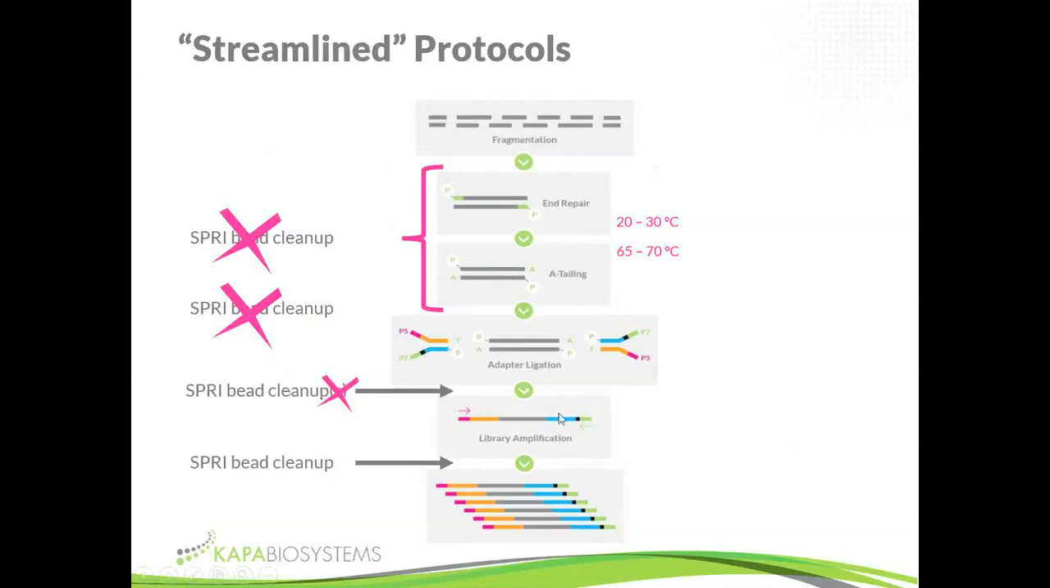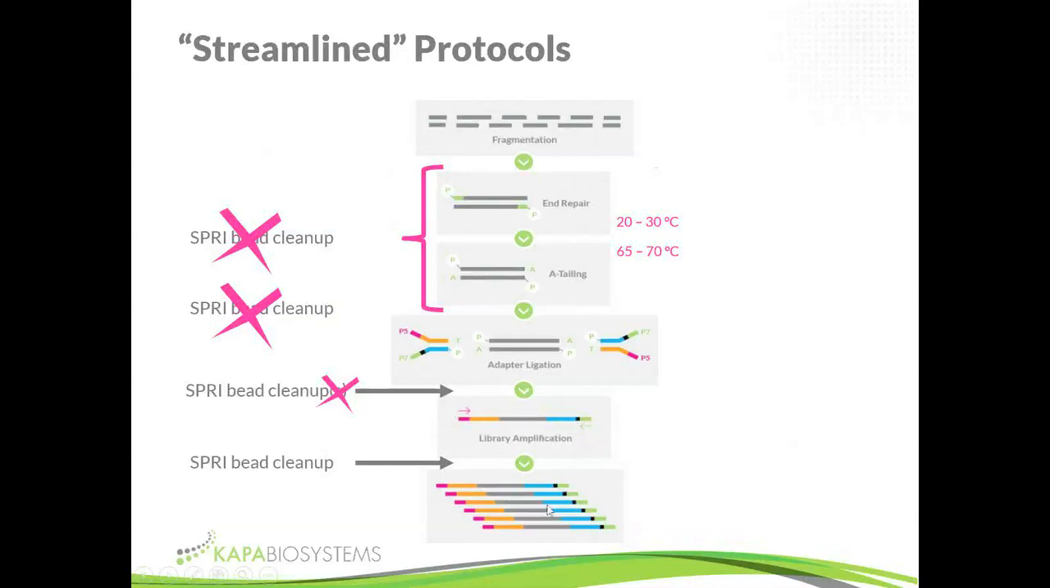So after ligation, there's always going to be a cleanup step to get rid of unused adapter and adapter dimer. And then, if your protocol requires library amplification, you'll go in with the purified adapter-ligated DNA. And then there's always a final SPRI-bead cleanup before you have your final library.